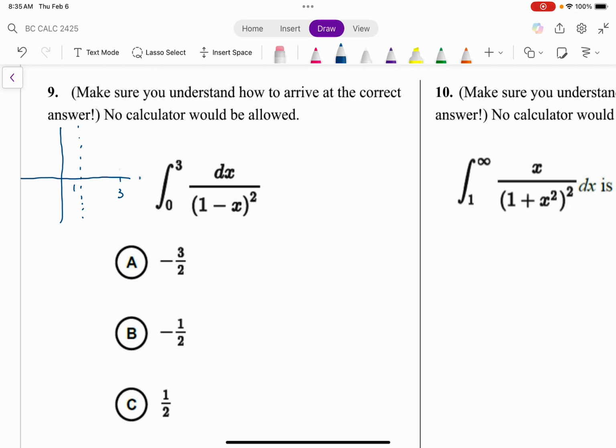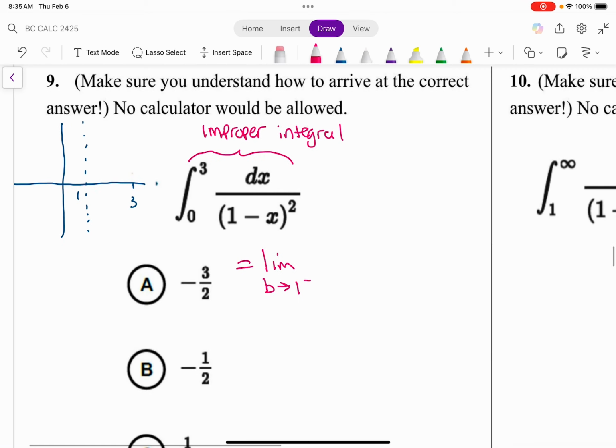Okay, so there's a discontinuity. So what that tells us is that this is an improper integral. And so we're going to break this up and treat it as the limit as b goes to 1 from the left side. Again, over here in my little diagram, I didn't draw the curve, but we can ignore it for now. So we're going to put a b here and do an integral from 0 to b, and b is going to approach 1 from the left-hand side.